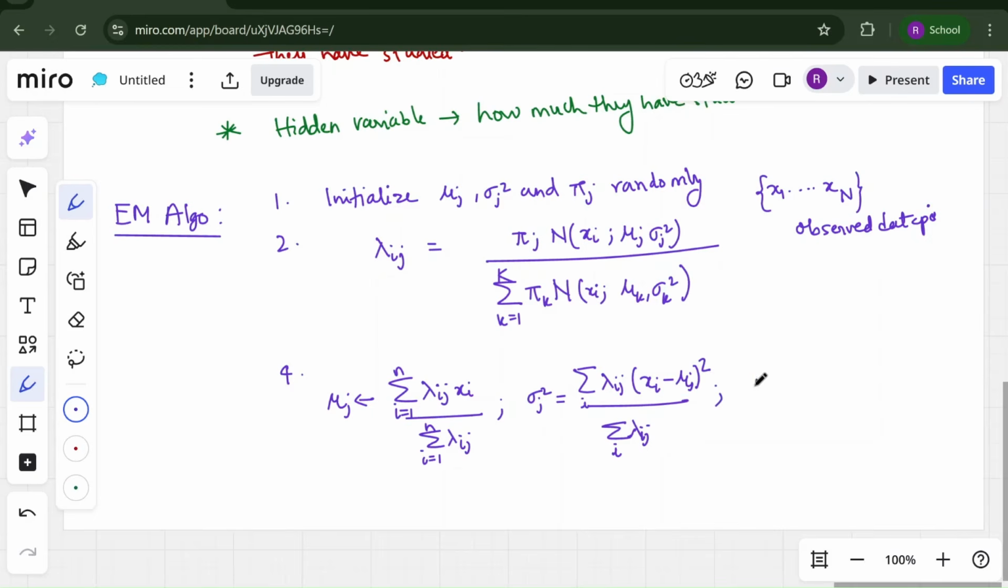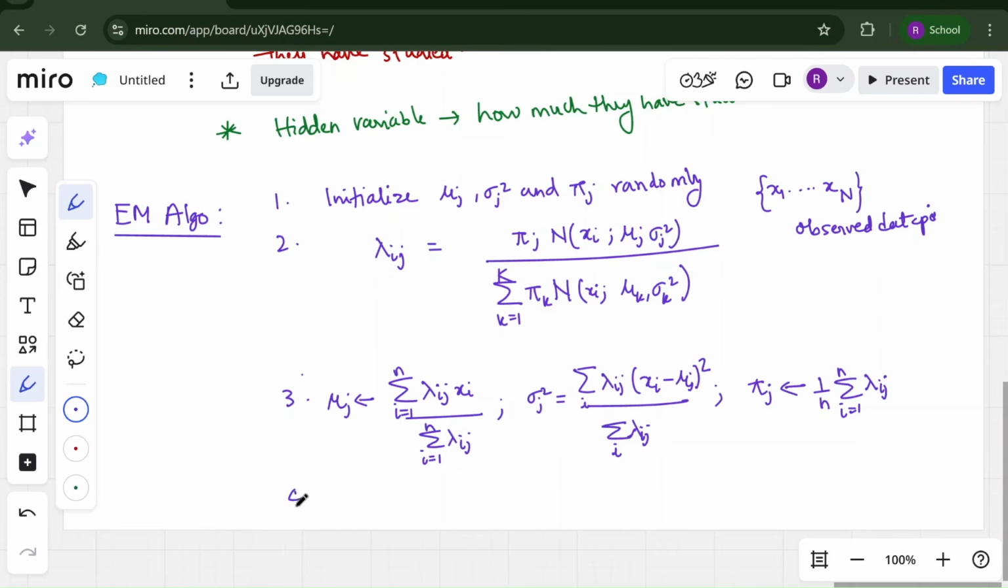Next you update the pi j's. And how do you update the pi j's? They are updated as just 1 by n times the summation of lambda ij, i running from 1 to n. This is how you update the pi j's. And then you repeat. I wrote 4 here, I don't know why, it's actually 3. After this, you repeat 2 and 3 until convergence.